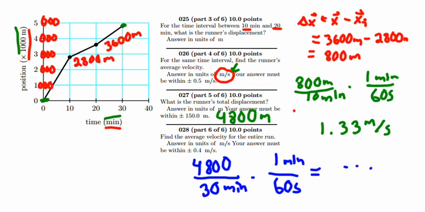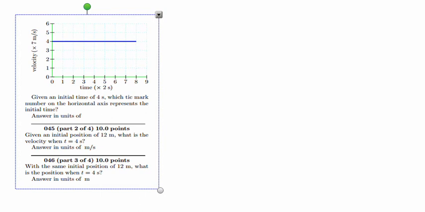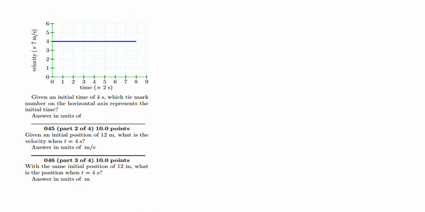So we're going to move on to the next problems, 45 and 46. Again, I think there's just confusion, not so much with how to do these types of problems, but how to read this axis here and here. It says, given the initial position of 12 meters, what is the velocity at 4 seconds? Well, this first part really isn't pertinent to the problem. We can actually get this just from the graph itself.